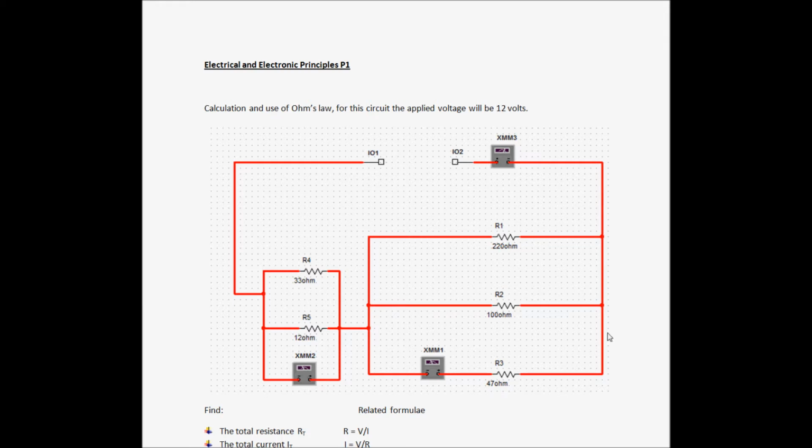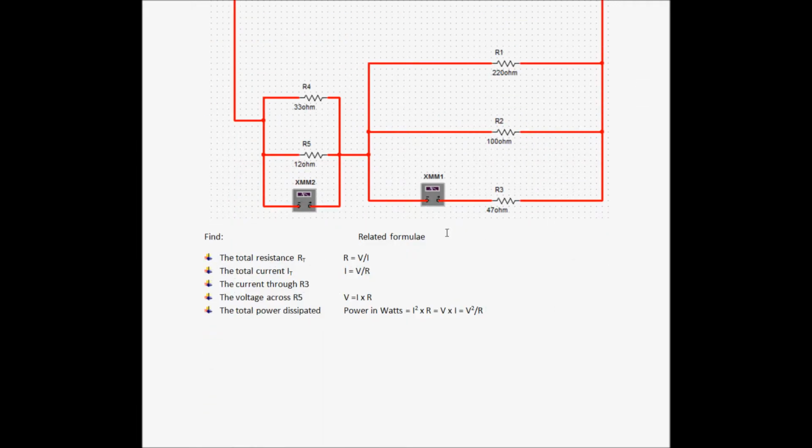In front of you, you see exactly the same circuit that you've been building and simulating in Multisim and practically. Once again, the voltage will be 12 volts. We have two banks of resistors and they are in parallel but joined in series. You're required to find things such as the total resistance RT, and where I've asked you to find the circuit parameter, I've also given you the related formula.